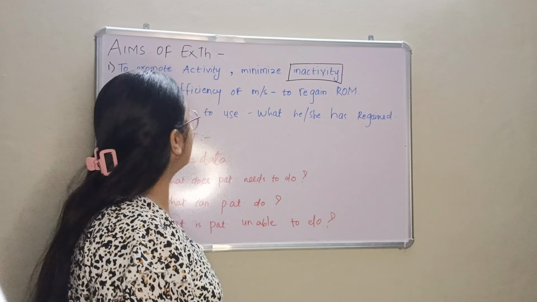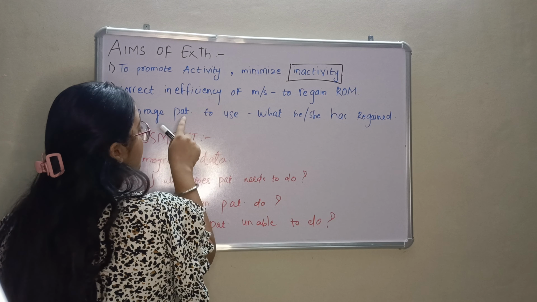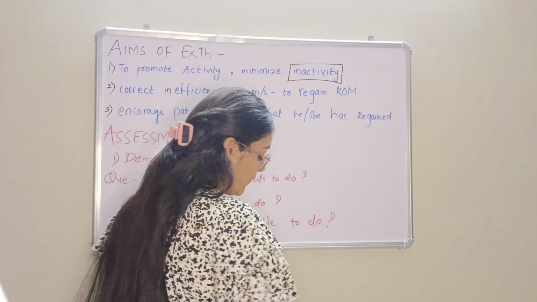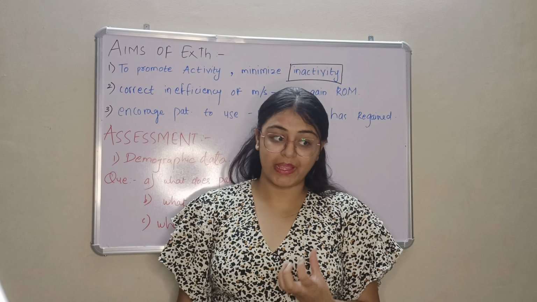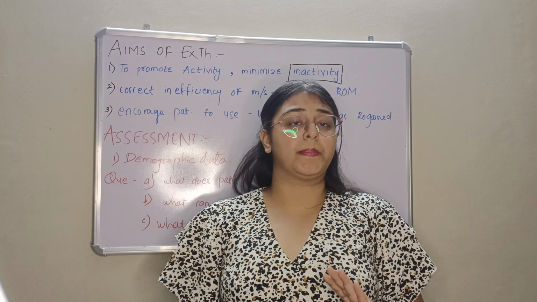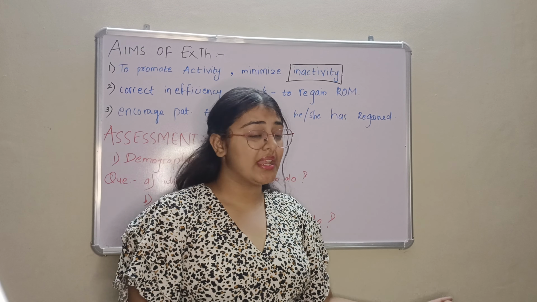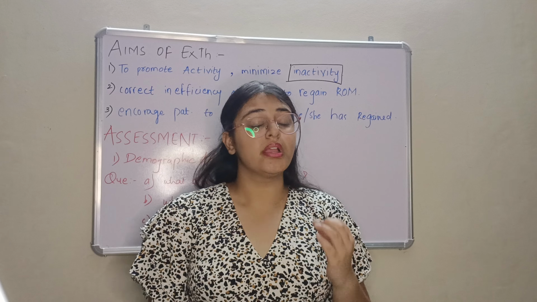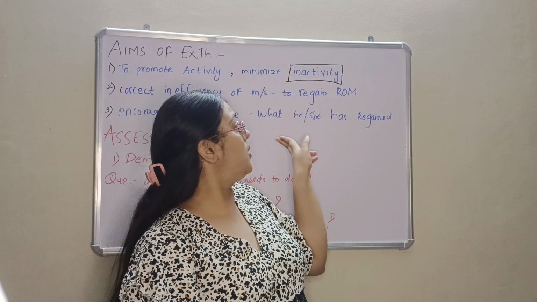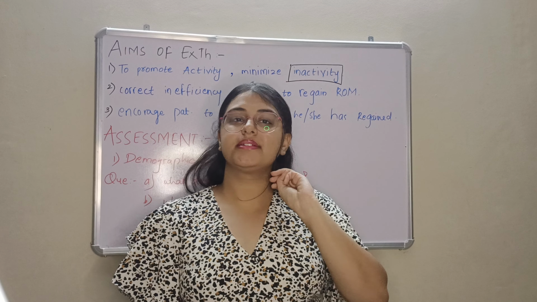Moving to our third aim. Our third aim is to encourage the patient to use what he or she has regained. For example, I am performing exercise on my patient for 10 days and I'm performing repetitions. Now the patient has gained some range, so I will encourage my patient to use whatever he or she has regained. That is our third aim.